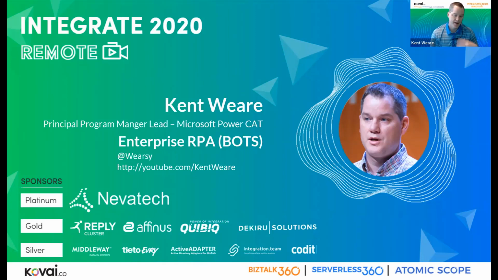If I haven't met you before, my name's Kent Weir. I'm a principal program manager lead on the Microsoft PowerCat team. That's a Power Platform customer advisory team where we work with strategic customers on Power Automate and Power Virtual Agents. We also have some other groups that are focused on Power Apps as well.